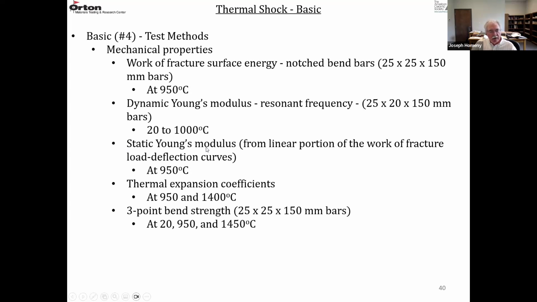They measured the static Young's modulus, and they used the linear portion of the work of fracture load deflection curves, and they got the static elastic modulus at 950 degrees C. They measured the thermal expansion coefficients at 950 and 1400 degrees C. And then they measured the bend strength in 3-point bending on these 25 by 25 by 150 millimeter bars at room temperature, 950 and 1450 degrees C.